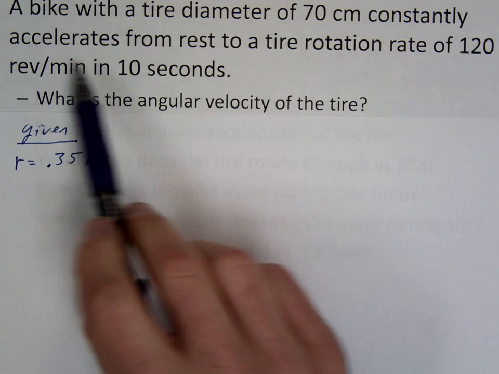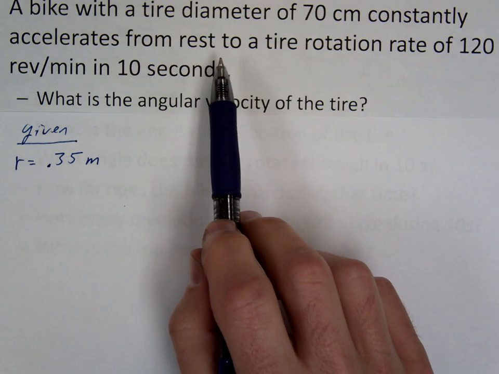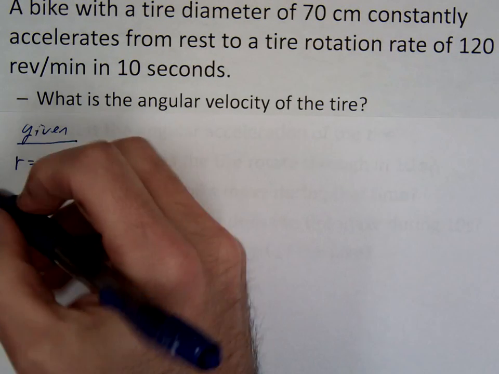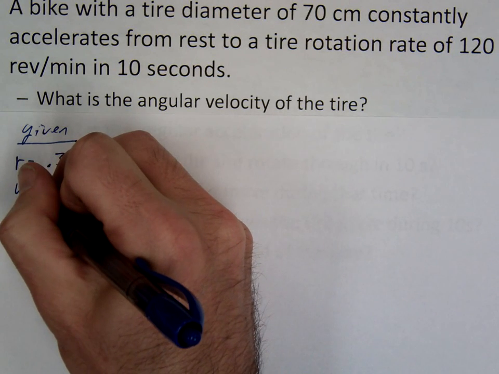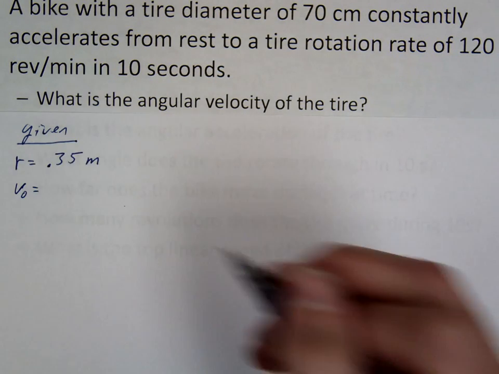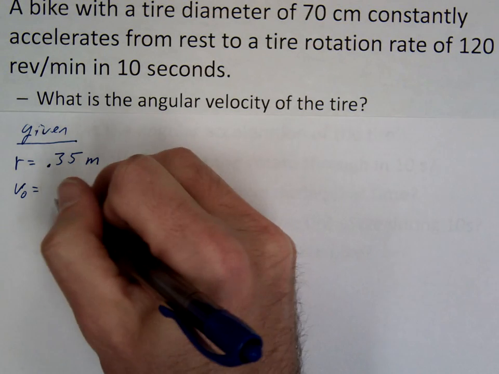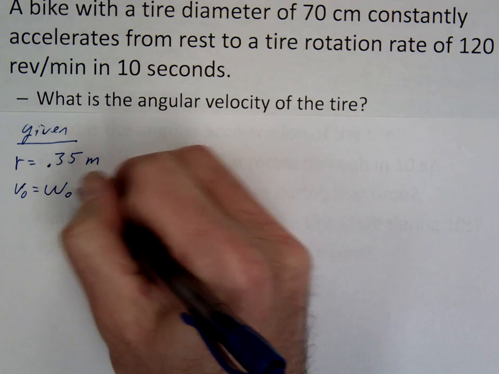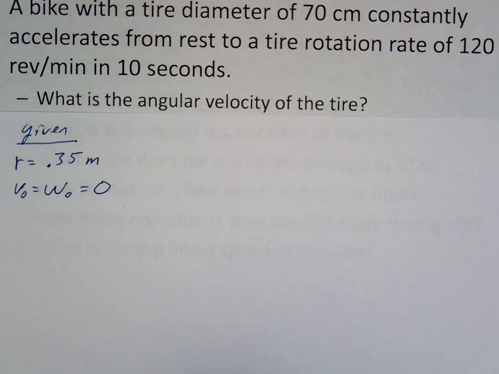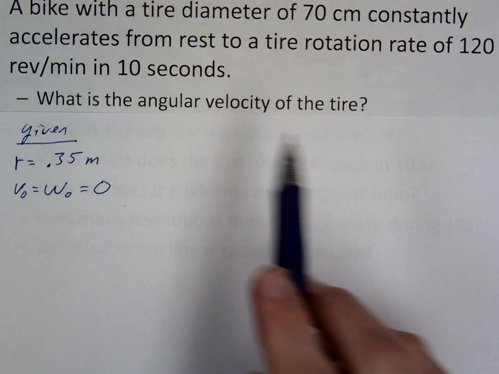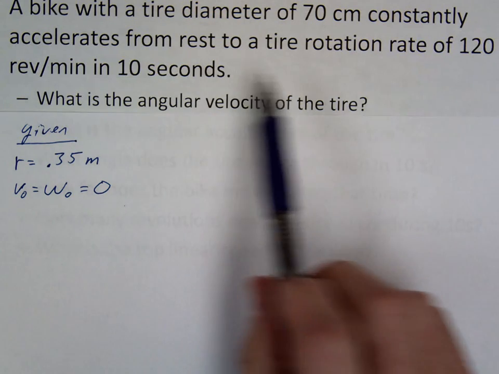Okay, constantly accelerates from rest. What is that telling us? Okay, the initial velocity is 0. And what else is 0? Omega initial is 0. So, sometimes they'll be using linear terms, sometimes angular ones. If you're not sure, just say both.